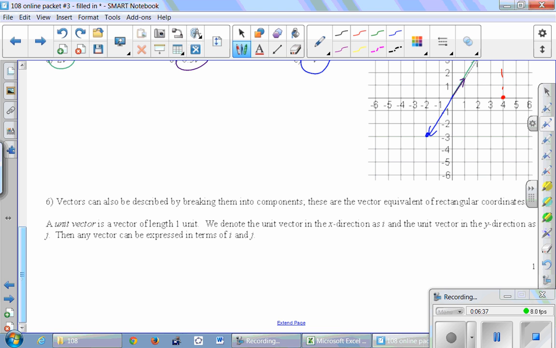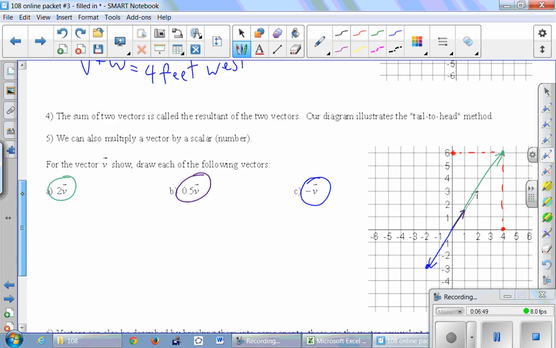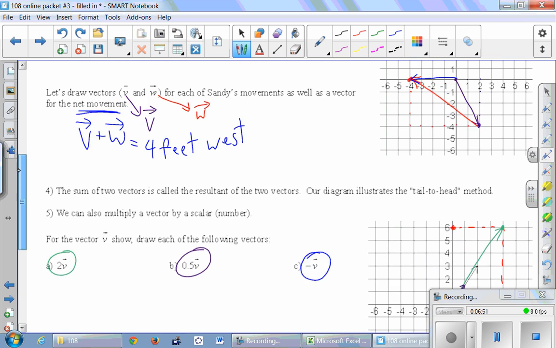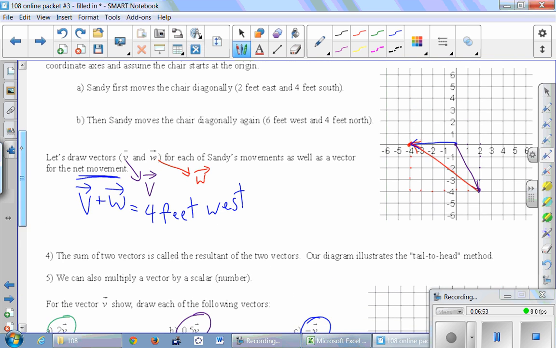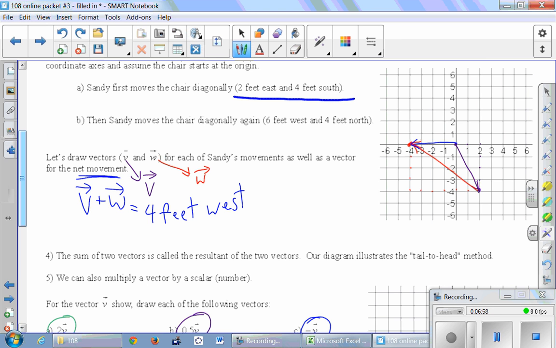Vectors can also be described by breaking them into components. These are the vector equivalent of rectangular coordinates. And so what we saw up above in this picture, right up here, are components: 2 feet east and 4 feet south. Those are rectangular coordinates, right? It just says from here you go 2 that way and 4 that way. And so those are called the components. 2 is the x component and negative 4 is the y component.